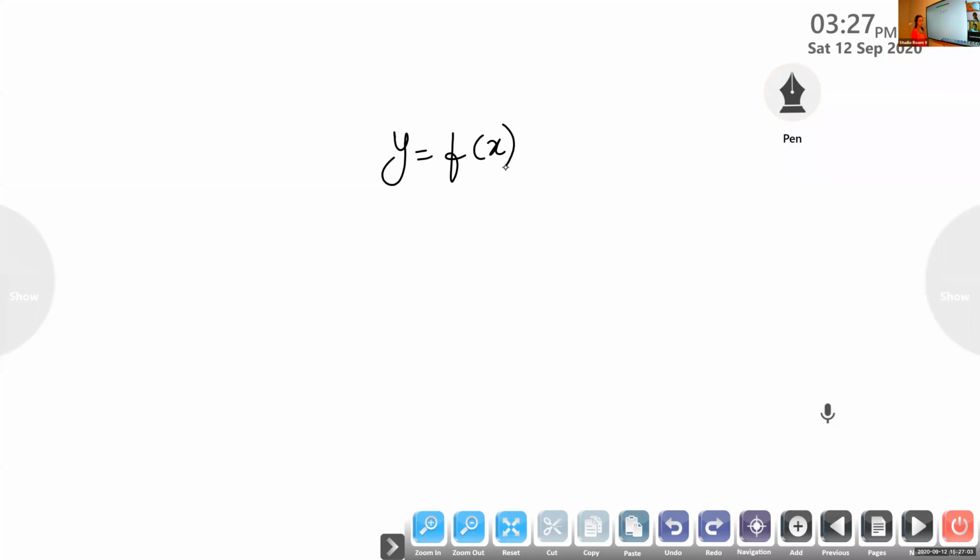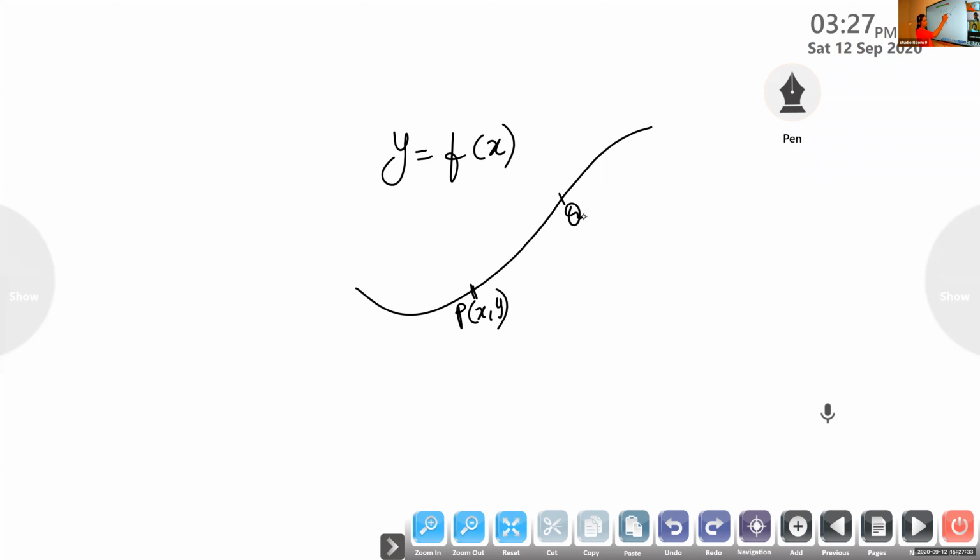Y is f of x. So when x is changing, whenever there is a change in x, there is a corresponding change in y. Suppose you are marking a curve like this. Suppose this is the point P, x comma y. I'm taking a point Q which is closer to P, in the neighborhood.